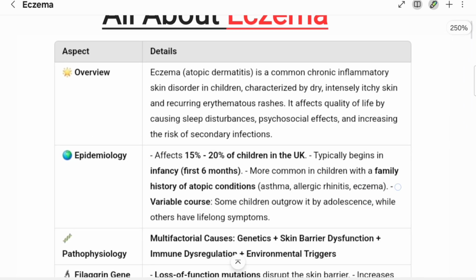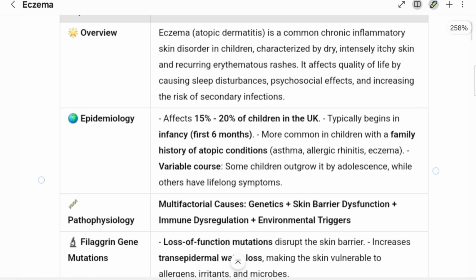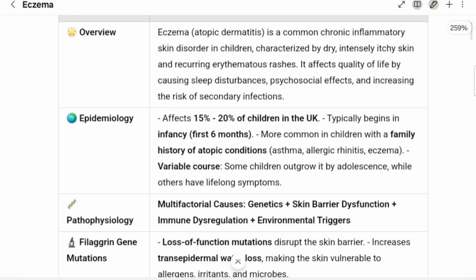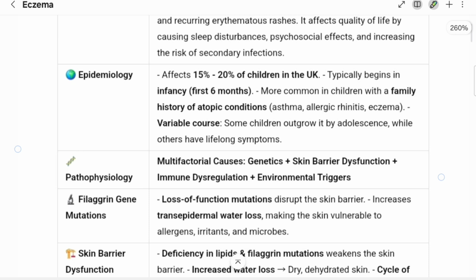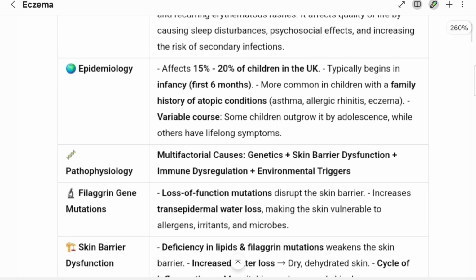Okay, let's see the epidemiology. How many people are affected in these diseases? It affects about 15 to 20% of children in the UK. Typically begins in infancy and in the first 6 months of infancy mainly. More common in children with a family history of atopic conditions, like asthma, allergic rhinitis or eczema. And the course of the disease is variable. Some children outgrow it by adolescence while others have lifelong symptoms.